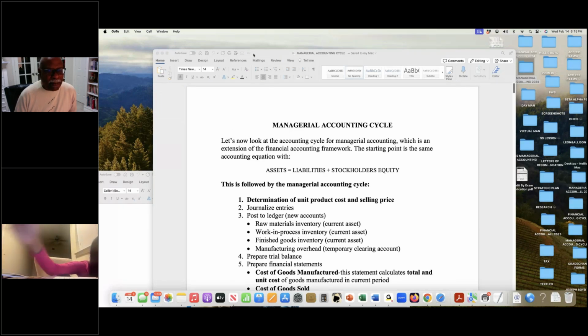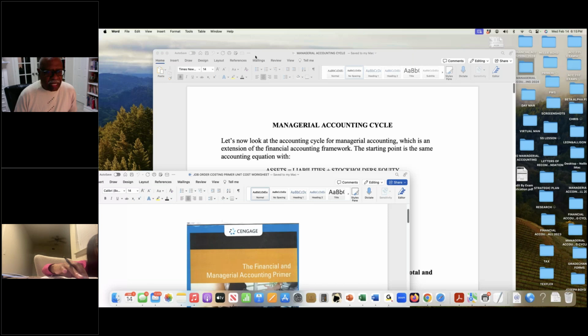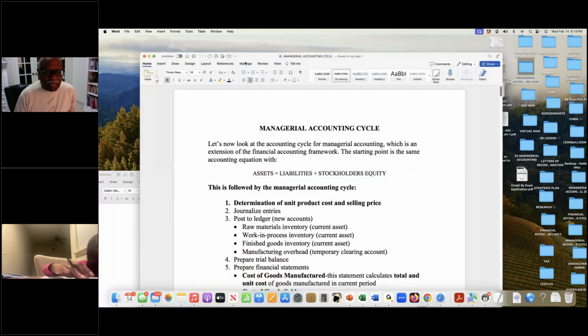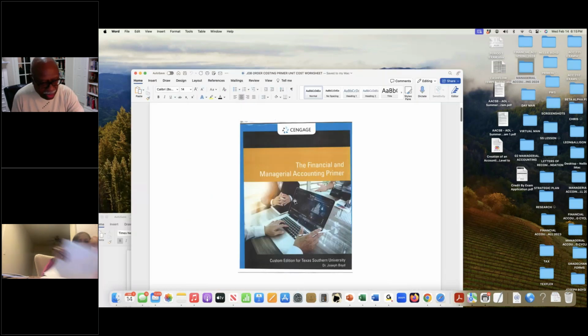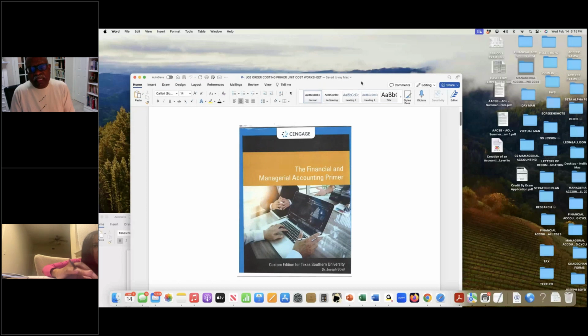I told you to make a copy of this document that you're looking at. What is that under? It should be under managerial accounting, job order costing, and of course it's in the primer. And of course I told you to make a copy of this document, and you also were supposed to make a copy of this worksheet so you could work along with me. So you should have copies of both of these documents so you aren't flipping back and forth as much.